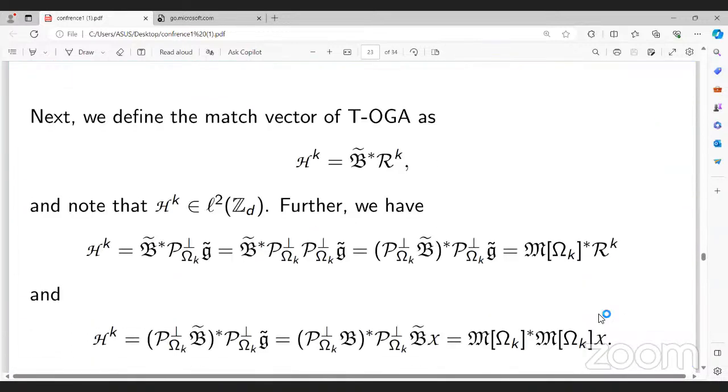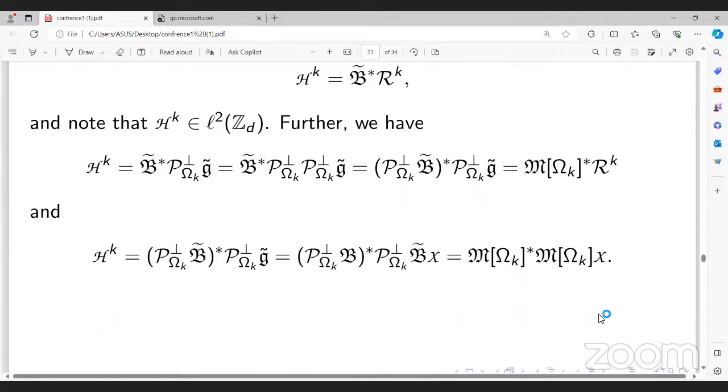So next we define the match vectors of TOG as h_k. This is nothing but B tilde star r_k. And note that h_k is in ℓ2(Z). And further we define this term.